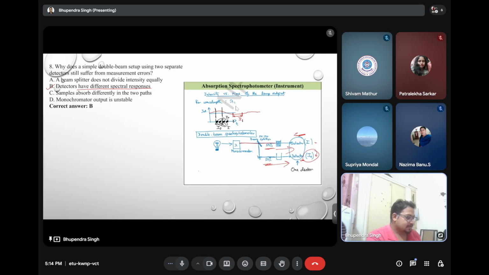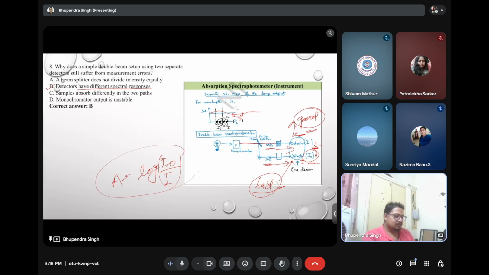This is I0. Let's say this is a bad detector, and this one is good. Good or bad means the response is good or the response is bad. So I0 will be less because even though the light is coming, it is not counting. So whatever absorption you calculate, absorbance equals log I0 by I. Here it is different and there it is different, so this will always be wrong. That is why.